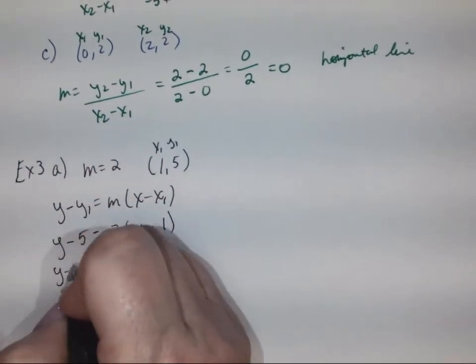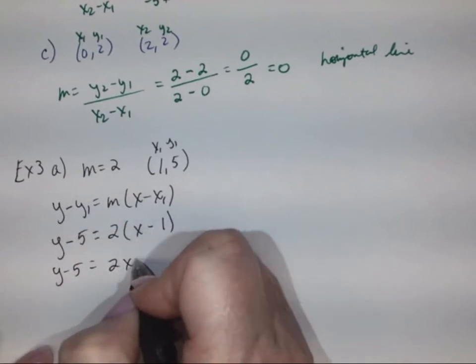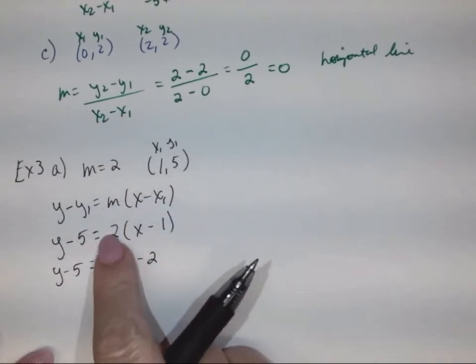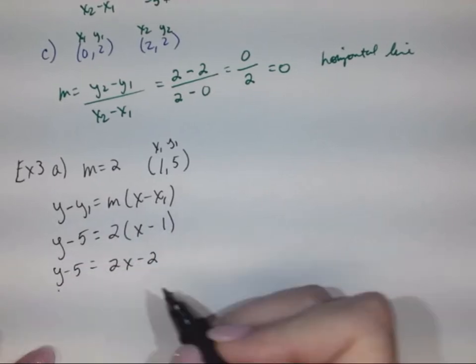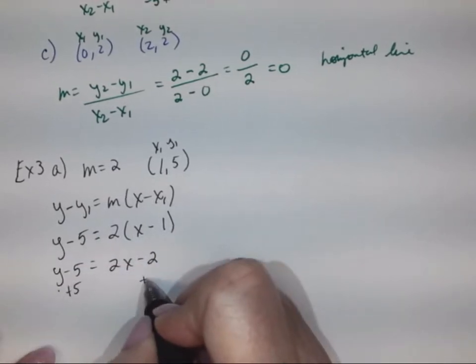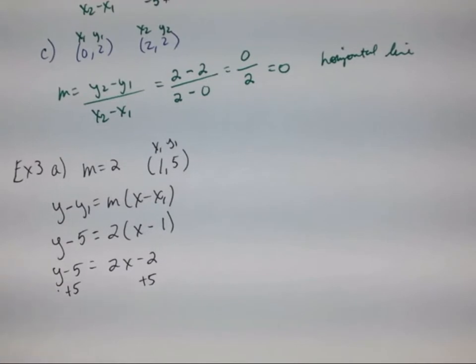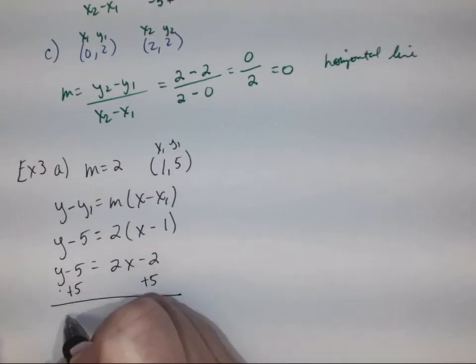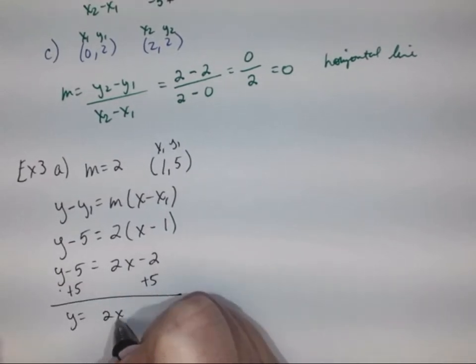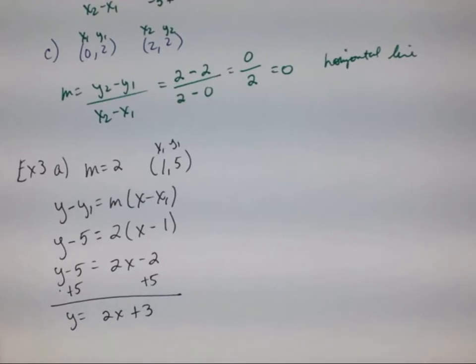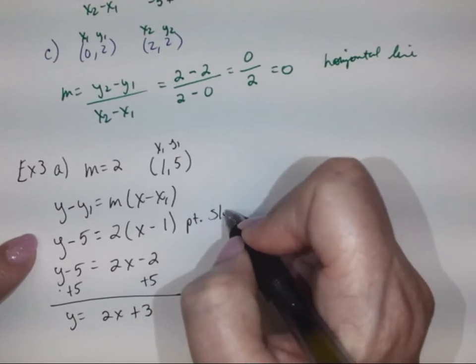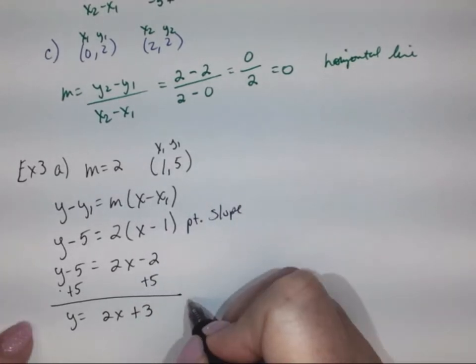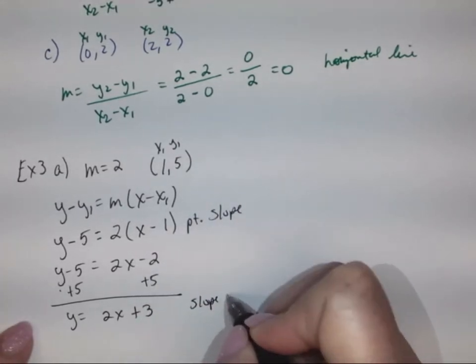So this will get us y minus 5 is equal to 2x minus 2 when we distribute the 2 to both parts. So we're going to add our 5 over, because we're trying to solve for y equals mx plus b. So y is equal to 2x plus 3, because 5 minus 2 will get you 3. So this would be your point-slope, and this is your slope-intercept.